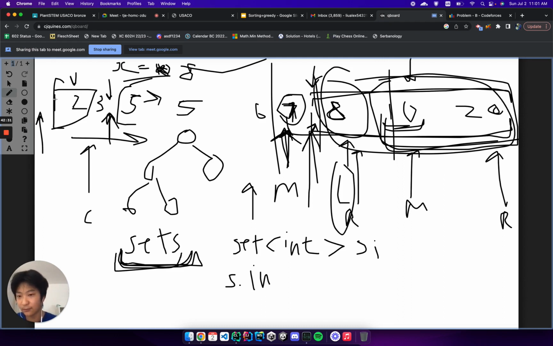So for example, if we had 1, 2, 3, 5, and I inserted another 5, it wouldn't add it because there's already a 5 here. So what that means is that it's good for finding values, like if we've already encountered a value before. So yeah, you can look at the first lecture or the slides, and then you'll get a better idea of it.